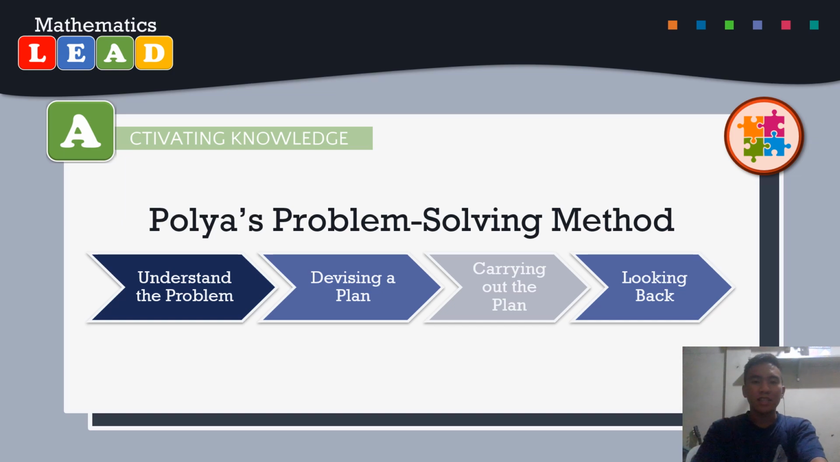And last, look back. This is where we review the solution to make sure it makes sense. You ask yourself questions like, does my solution answer the question? Have I made any mistakes along the way? Can I check my work using a different method? Since we are all geared up to start our lesson, let us proceed.